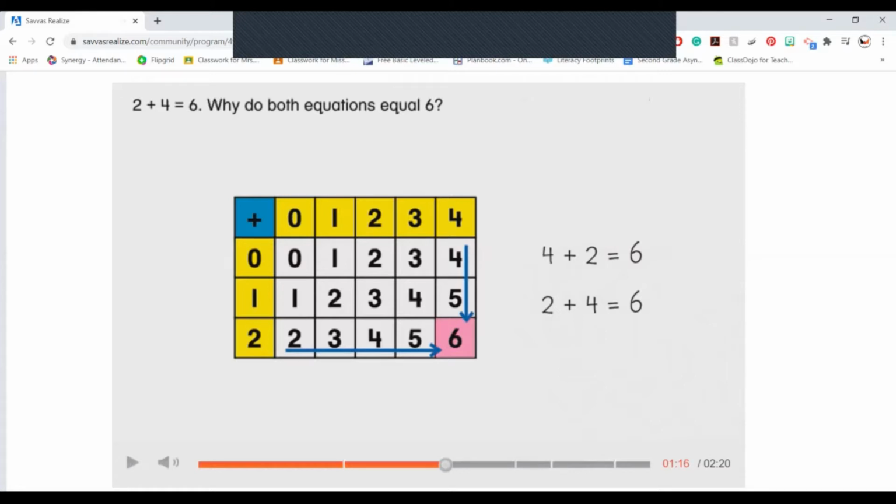We know that both equations equal 6 because we can put our addends in any order and the sum will still be the same. So 4 plus 2 and 2 plus 4, both of those will equal 6. We can put our 2 and our 4 in either order. You can add numbers in any order, and the sum is the same.